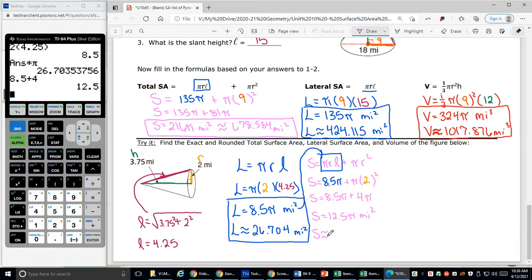which is approximately equal to, take the 12.5 times pi, 39.269, but that 9 rounds up, right? So 269, but that 9 bumps that 9 up, which bumps that 6 up. So 39.27 square miles.